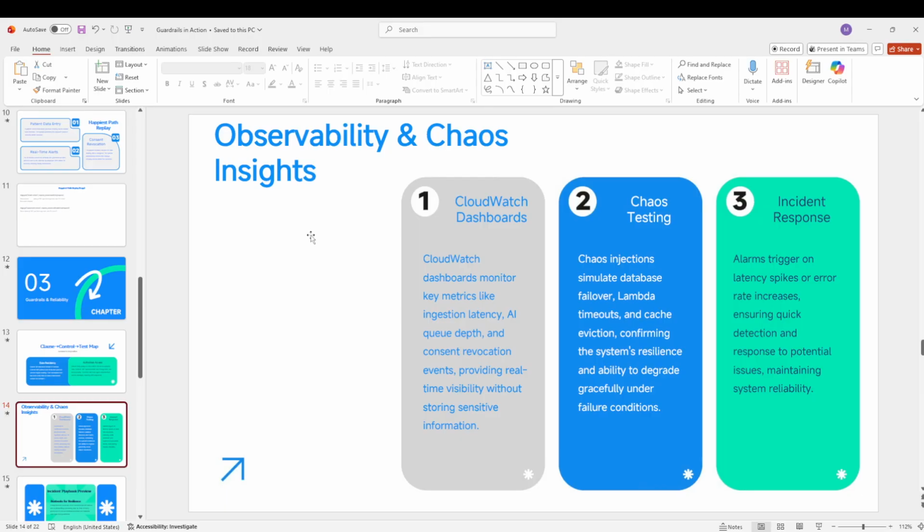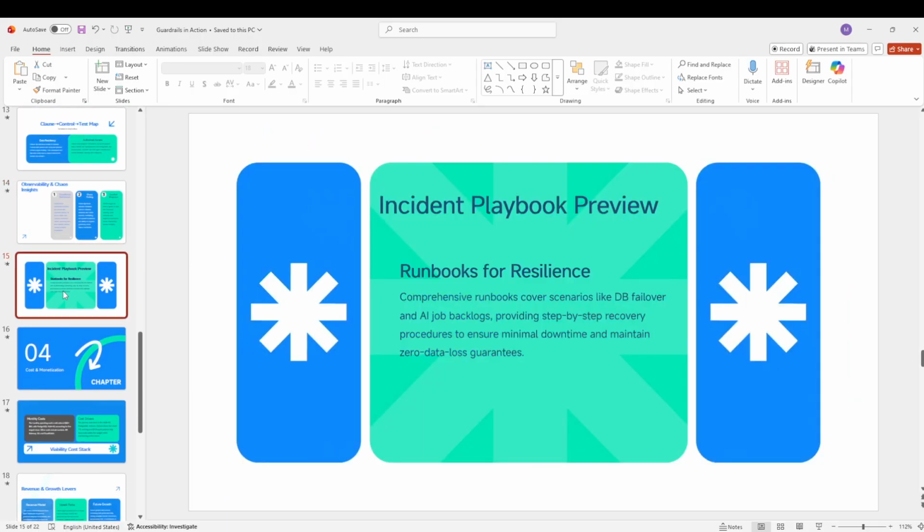Incident response: our alarms should trigger on latency spikes or error rate increases, ensuring quick detection and response to potential issues, maintaining system reliability. A comprehensive runbook covers scenarios such as database failover and AI jobs backlog, providing step-by-step recovery procedures to ensure minimal downtime and maintain a zero data loss guarantee.